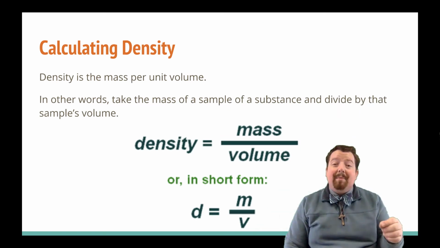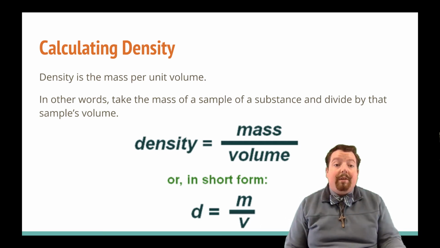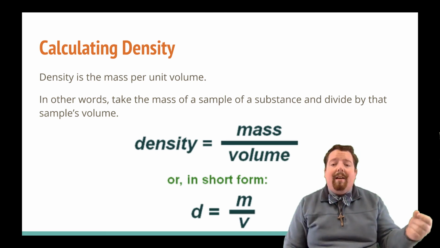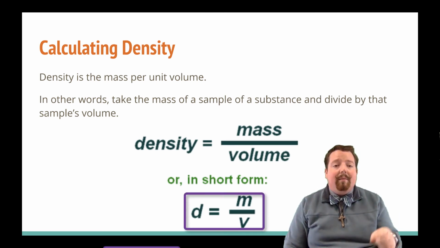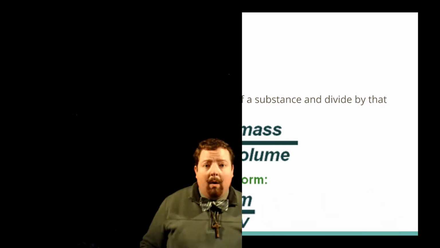Again, density is mass per unit volume. So to mathematically determine density, all you have to do is take the mass and divide it by the volume. So you'll have a sample of a certain substance, you'll find the mass, you'll find the volume, divide the two. There's 3 different equations you could use for this. There's d equals m divided by v, m equals d times v, and v equals m over d. Well, now that you know the equations, let's go through a few practice problems.